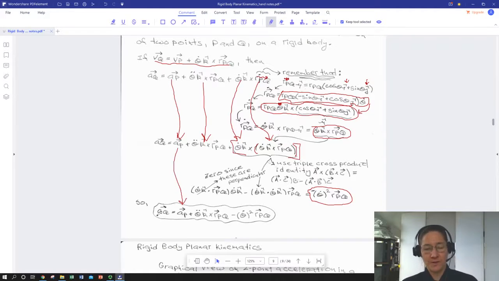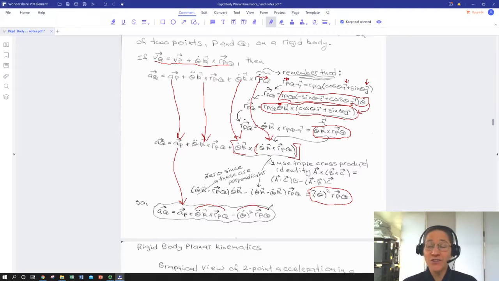So we end up with the acceleration of our point Q with respect to reference frame F, outside of the rigid body, or positioned somewhere that doesn't move with the rigid body, is the acceleration of point P on the rigid body, which we presumably know, plus the rigid body's angular acceleration crossed into our RPQ radius vector, minus the rigid body's angular velocity squared times vector direction RPQ.